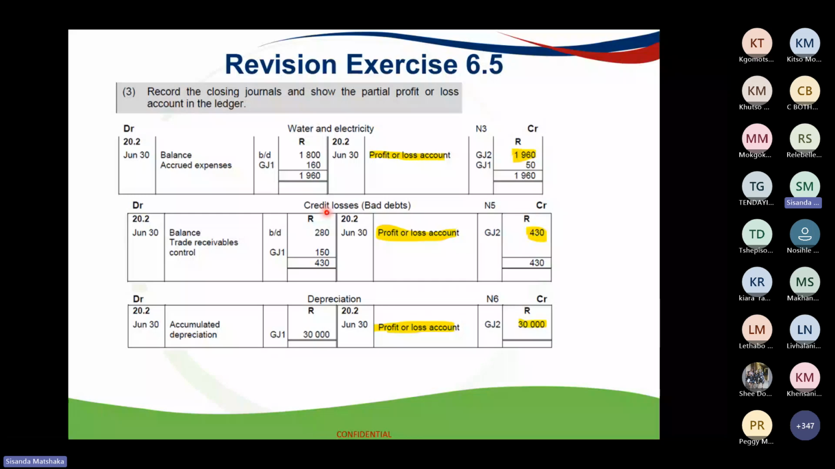Credit losses account, which is also known as the bad debts account, same again, whereby we had a balance which was brought forward of 280.